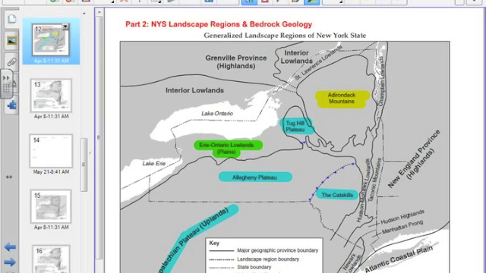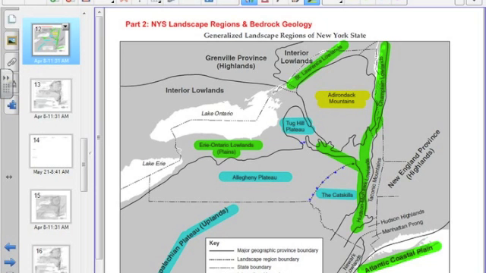If we follow that coastline a little further, we'll see the St. Lawrence lowlands, which follows the St. Lawrence River, the Champlain lowlands, where we have Lake Champlain, and then the Hudson-Mohawk lowlands, which are going to follow the Hudson River and the Mohawk River. And let's not forget the Atlantic Coastal Plain, which is the entirety of Long Island. All of those are plains landscape regions.